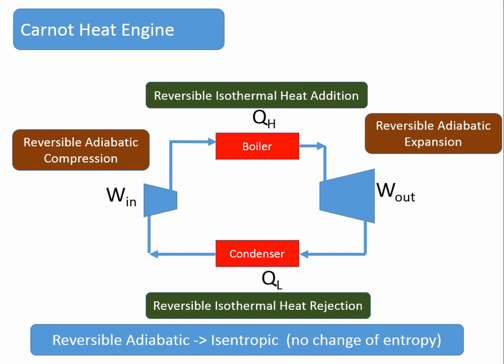This is another addition to the thermodynamic processes that we have already learned. We have learned adiabatic processes, polytropic processes, isochoric processes, isothermal processes, and so on. Now this is the isentropic process. An isentropic process is a process where entropy does not change across the process.